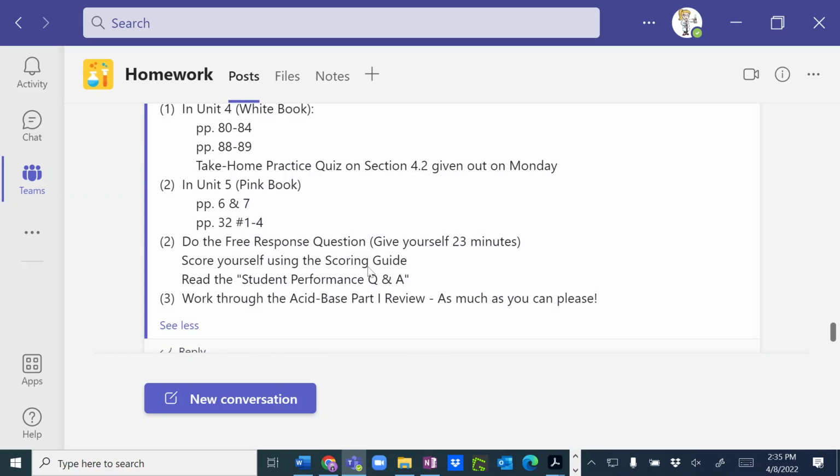Unit 5, pages 6 and 7 is stuff on indicators. Page 32, 1 through 4 is finding a Kb from the Ka, but those are super, super small.